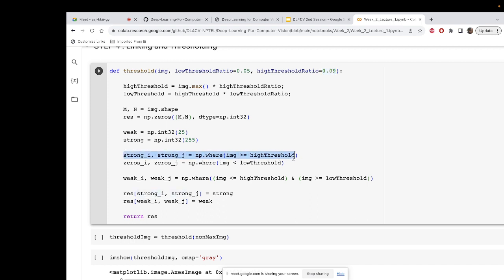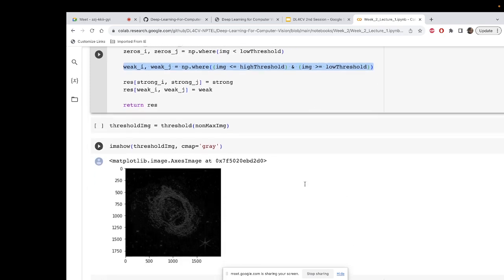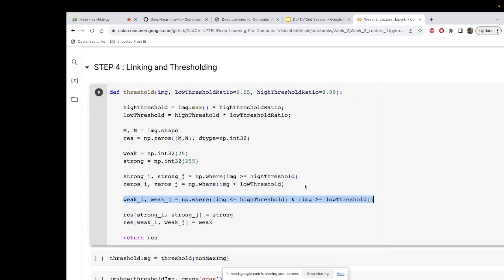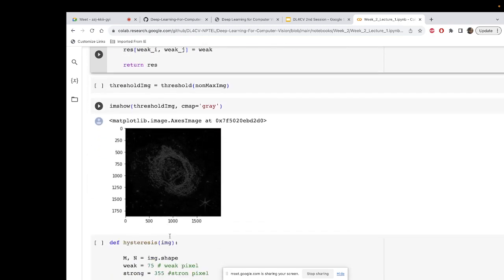So here you can see very clearly that if the image at a location is higher than the high threshold, I will retain the values. If it is lower, then I will not retain the values, and the weaker ones are where we are in between the high and low values, right. And I will retain them. So once I have detected the points that are lying in between these two, the next step is called hysteresis.